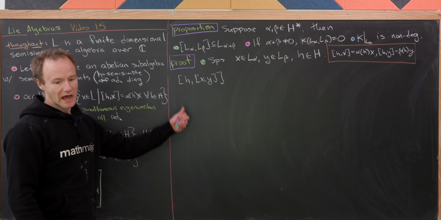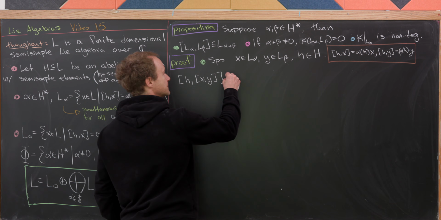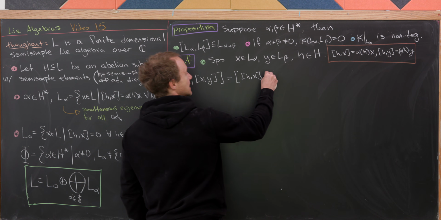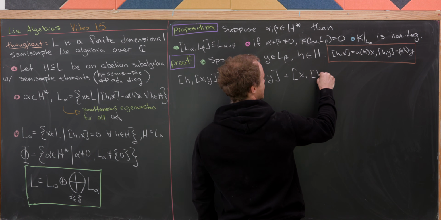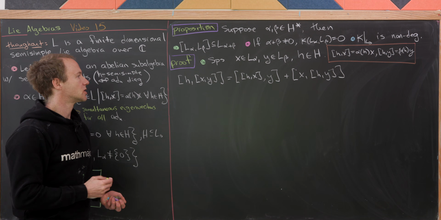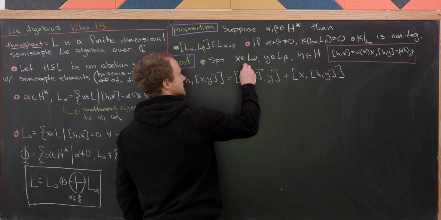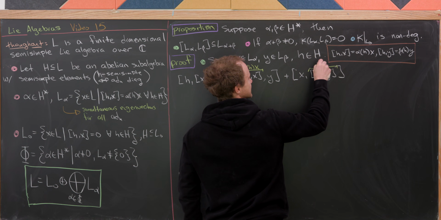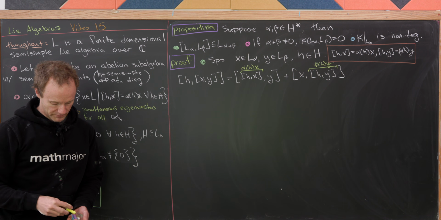Okay, so now what we'll do is pull this into two pieces using the Jacobi identity. So that's going to give us the following. We're going to have the bracket of H with X and then Y, plus the bracket of X with the bracket of H, Y. Okay, so I think that's looking pretty good. But now, what is this object? So this is alpha H X. And then this object right here is beta H Y by that brown box.